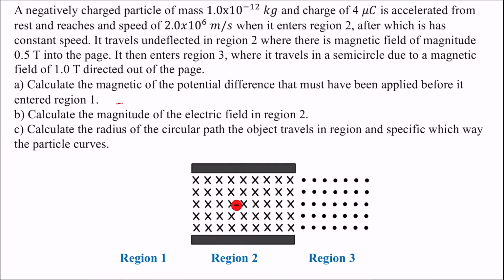The question asks for a few things. It asks for the potential difference in region 1. It asks for information about the electric field in region 2, for the particle to go undeflected, and then for the radius in region 3 when the particle curves in circular motion.